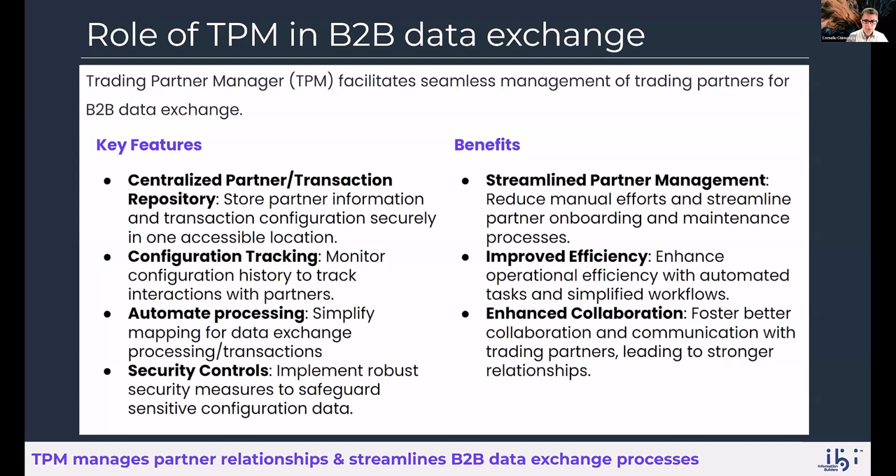TPM also monitors configuration data changes for auditing purposes, which can possibly be used to track interactions between partners, as well as for data forensics. Automated processing facilitates simplified data mapping for data exchange, processing, and transaction, and facilitates CI/CD integration for situations where a multi-stage partner route adoption process is necessary. And of course, not least, it implements security measures to safeguard sensitive configuration data.